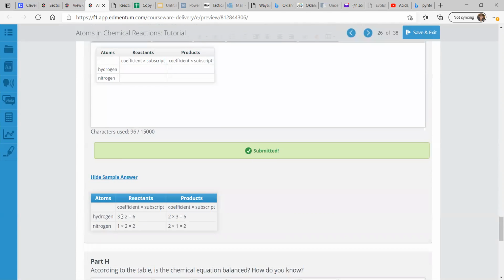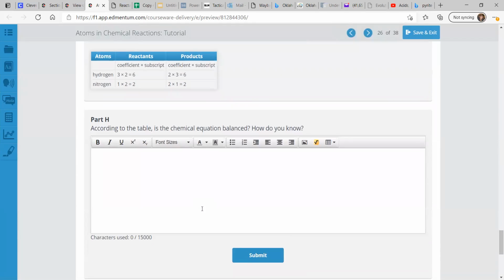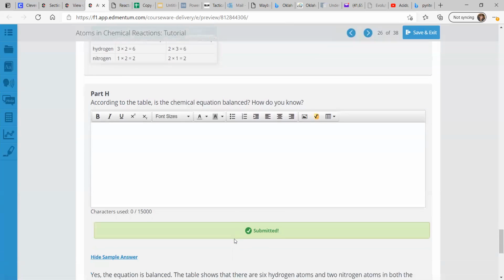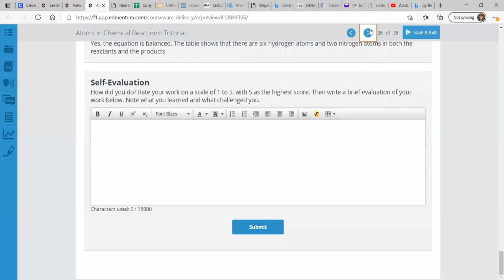Here we go. So you're just multiplying the coefficient and the little number known as the subscript. So 3 times 2 equals 6 hydrogen. 1 times 2 equals 2 nitrogen. And then on the other hand, you have 2 times 3, which equals 6. 2 times 1 equals 2. And they are equal. Equal atoms in the reactants and equal atoms in the products. This equation is balanced as well. Cool.